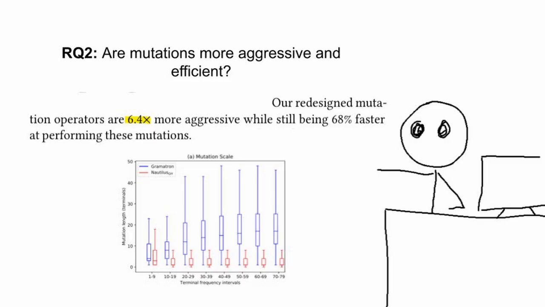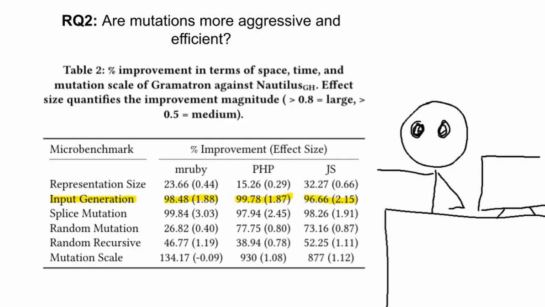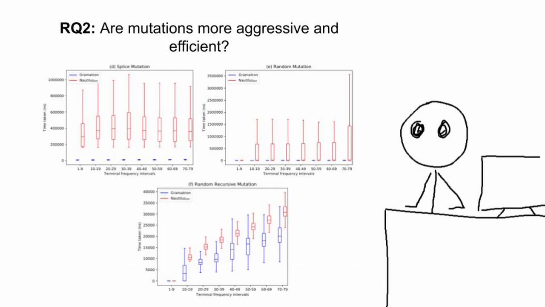Okay, so the mutations are more aggressive, but what about efficiency? From these graphs, we can see a great improvement in the efficiency of the mutation. The speed at which inputs are generated is up to 98% faster as a direct result of the implementation of the automatons rather than the slow parse trees. As seen in the table here, the input generations for mRuby, PHP, and JS are all significant improvements. These percentage improvements listed here are what average to that 98% faster input generation speed I mentioned earlier. Here are the graphs that show the time taken to perform the different mutation types: splice, random, and recursive random.